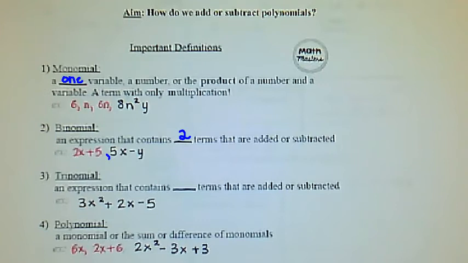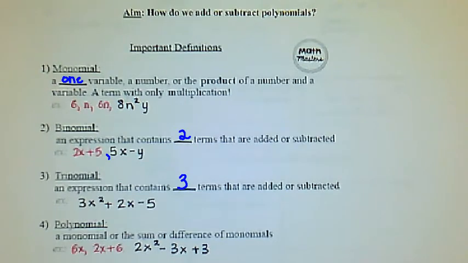Onto our trinomial. This would be an expression with, of course, three terms that are added or subtracted. An example of that would be 3x squared plus 2x minus 5. Notice with this one, we can't actually combine any of these. Usually when we talk about monomial, binomial, trinomial, a lot of times they cannot be combined to simplify into a smaller polynomial.